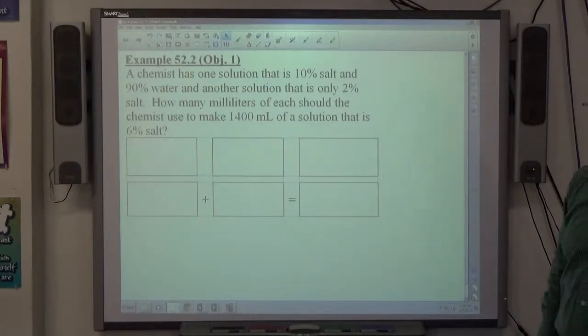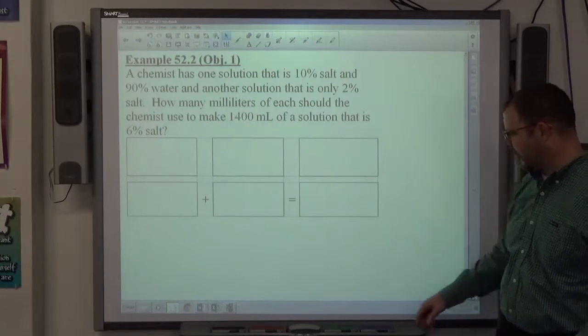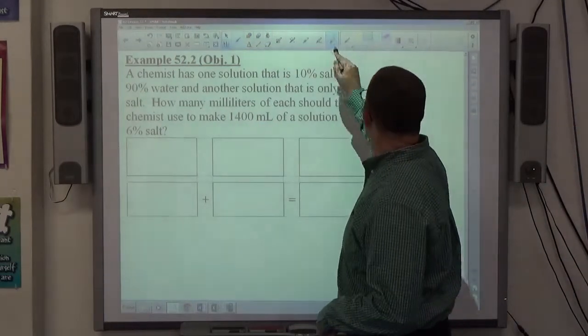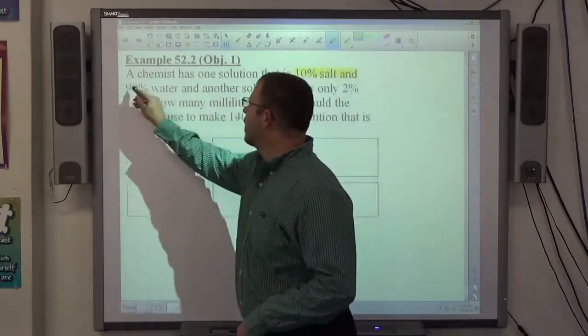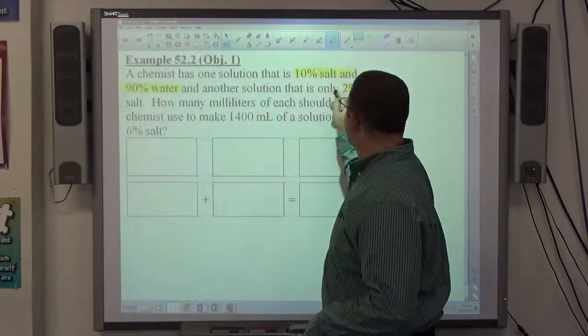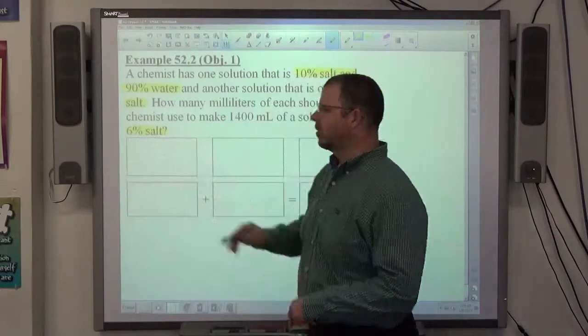Example 2. A chemist has one solution that's 10% salt and 90% water, and another solution that's only 2% salt. How many milliliters of each should the chemist use to make 1,400 milliliters of a solution that's 6% salt? Now, notice the difference here from the other one. This has 10% salt and 90% water, 2% salt, and 6% salt.